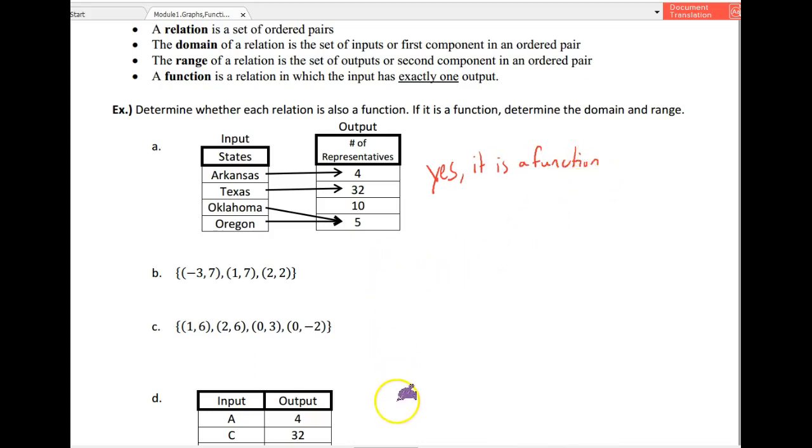Now for the rest of these, I'm just going to write yes or no. Let's look at example B. So -3 goes to 7, 1 goes to 7, and 2 goes to 2. So when we have a list of ordered pairs in general, X is the input and Y is the output. So I have the different inputs of -3, 1, and 2. I see no repeats in the X values. It's okay to have repeats in the Y. So yes, this is a function.